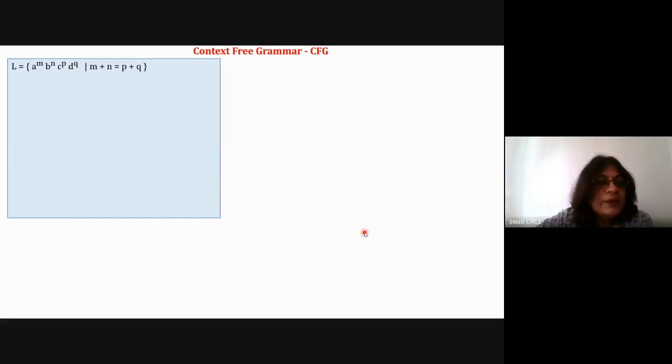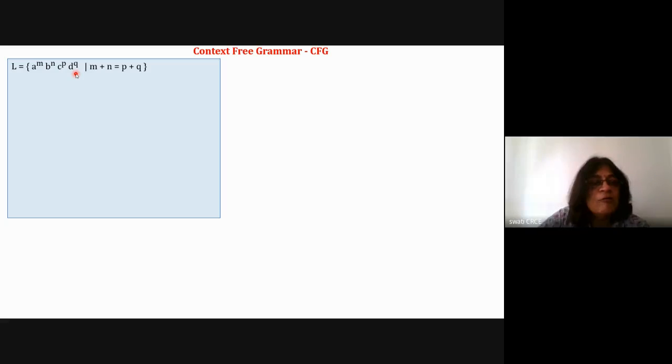A raised to M, B raised to N, C raised to P, and D raised to Q, where M plus N is equal to P plus Q. It is given as M plus N is equal to P plus Q. So total number of A's and B's is equal to total number of C's and D's. Addition of these two, total number is equal to this. Okay, so now how to solve this problem? So now there are multiple combinations. Okay, so this is a big problem.